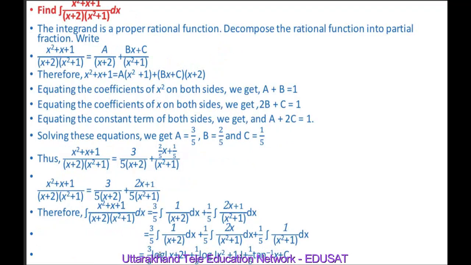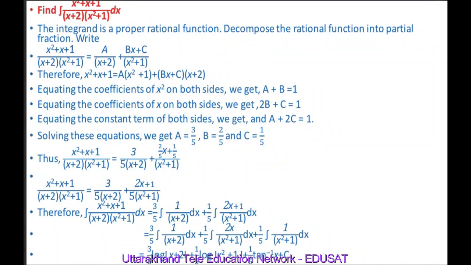Now one more type of rational function. Suppose we want to find the integration of (x square plus x plus 1) upon (x plus 2)(x square plus 1). First of all we will decompose into partial fractions. In the denominator here we have x plus 2, here we have x square plus 1. We cannot factorize into linear factors, in fact into real linear factors. So this is a linear factor and this is a quadratic factor.